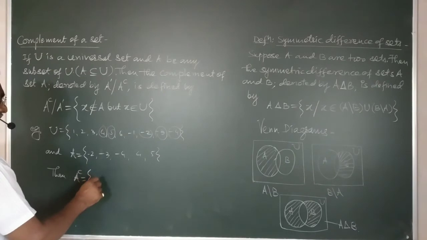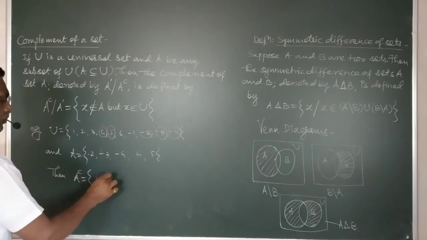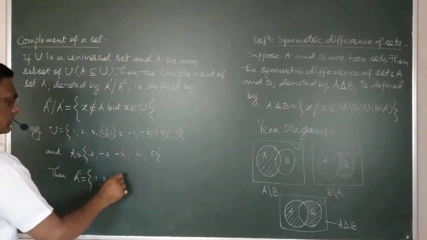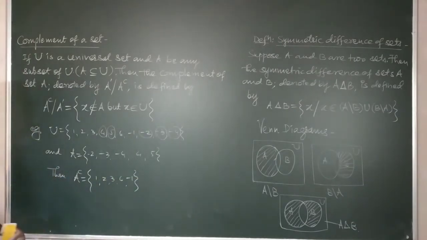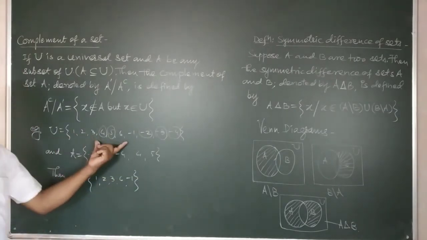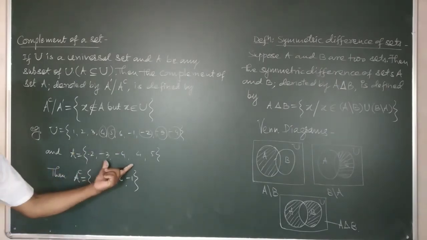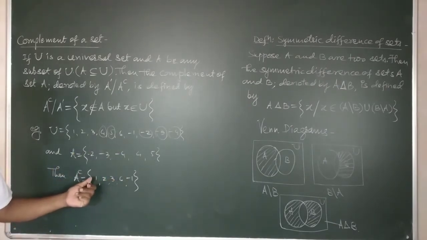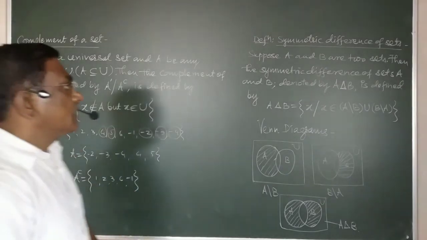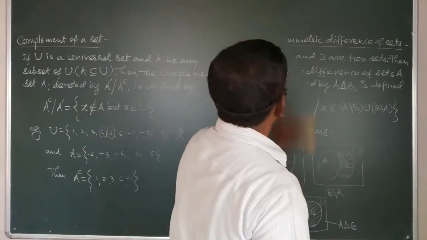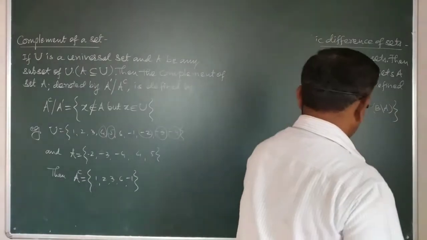It is what? 1, okay, 2, 3, then what? 6 minus 1. This is my A complement. If I consider U as like this and A as like this one, then A complement is 1, 2, 3, 6 and minus 1. Okay, here in this way, you can go for the complement of a set.